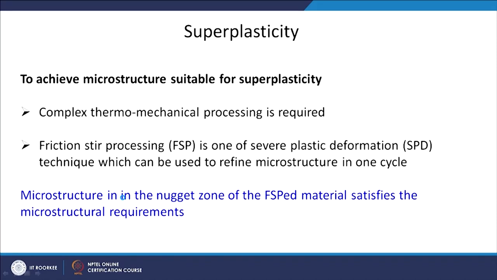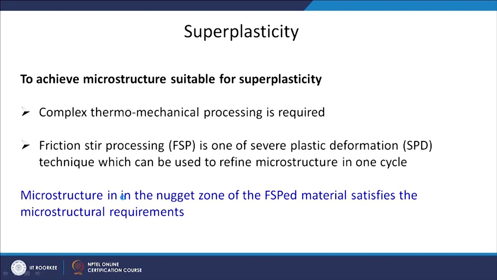The problem with those methods is you have to have very intimate knowledge about materials to get material suitable for superplasticity. In this, friction stir processing is a very promising technique, which has been able to generate this fine grain size material in one cycle. So just by traversing the tool through the material, you are able to generate the fine grain size material in one shot. So I do not have to do a very complex thermomechanical process to get the fine grain size material. And the microstructure in the nugget zone or the stir zone, fine grain size microstructure, is able to satisfy the condition required for superplasticity.